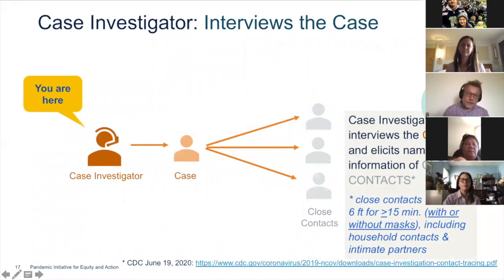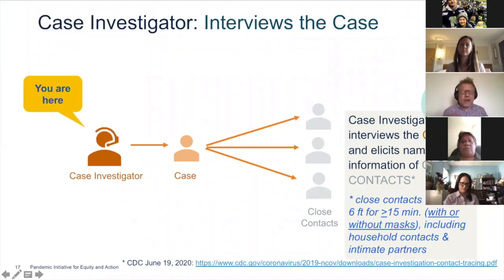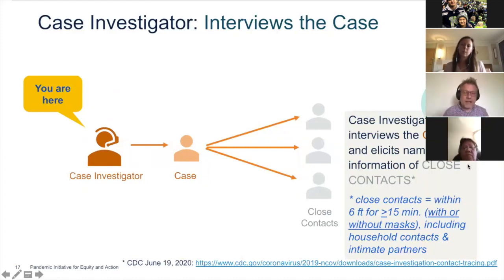So, just figuratively, this is what the continuum of steps looks like. If you're the case investigator, you reach out to the case, and in that process, you will determine who their contacts are. To make this as concrete as possible, you'll possibly be on the phone and you'll ask, who did you have close contact with? Who were you in contact with as long as you had symptoms? And if you can cast your mind back 2 days before the onset of symptoms, who did you have contact with? And the person on the phone may well ask, what do you mean by contact?